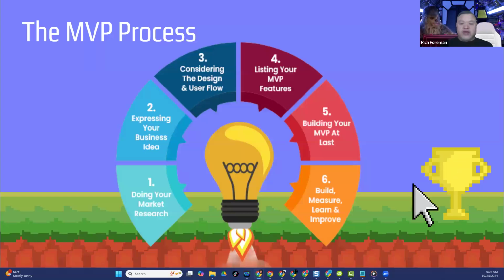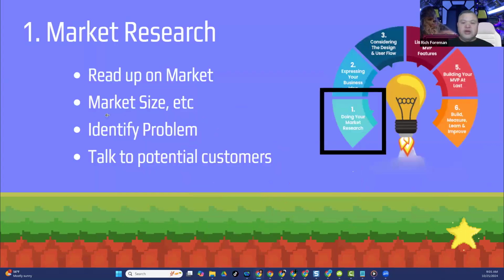So here's the MVP process. You want to do your research. You want to develop a business plan, create a product process flow. Then based on that, create your MVP features, build your MVP, and reiterate.